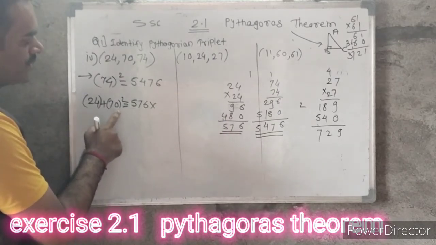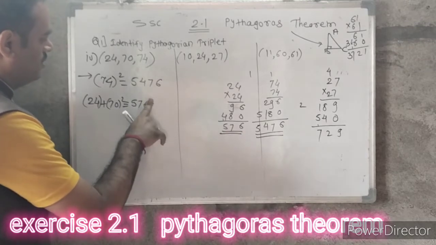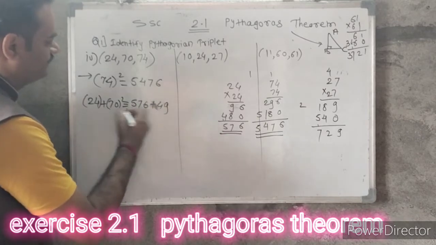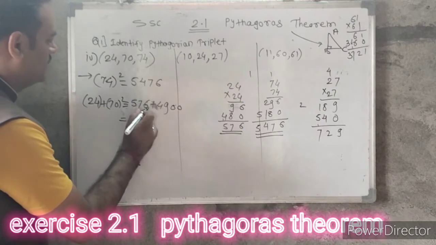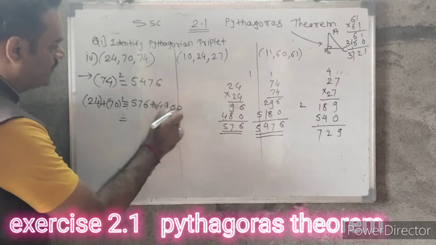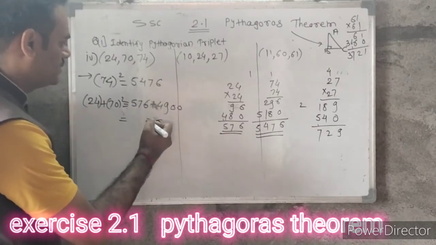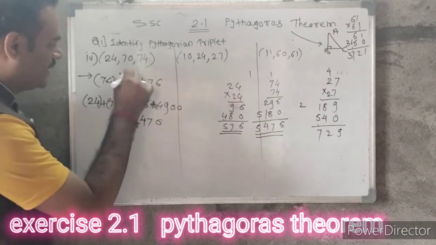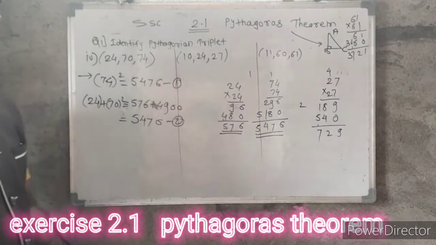And 70 squared will be 4900. Okay, just do the addition. So here that will be the 6, then the second one 7. You just see the addition: 6 plus 0 is 6, 7 plus 0 is 7, 9 plus 5 is 14, carry 1, 4 plus 1 is 5. So just see whether the first and second are the same.